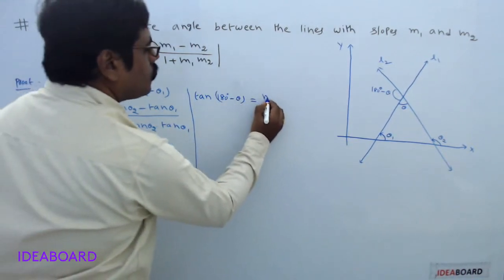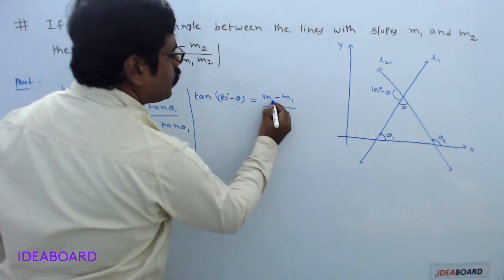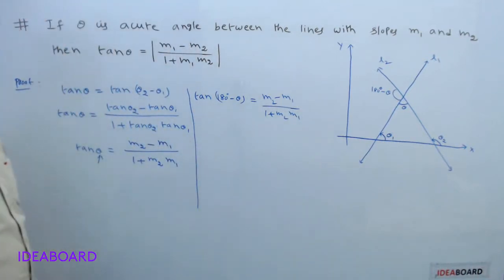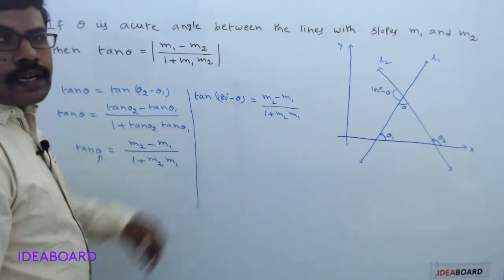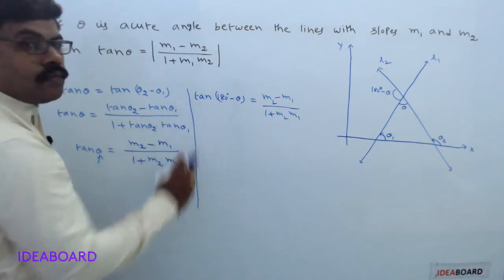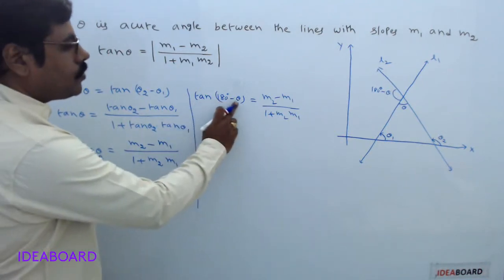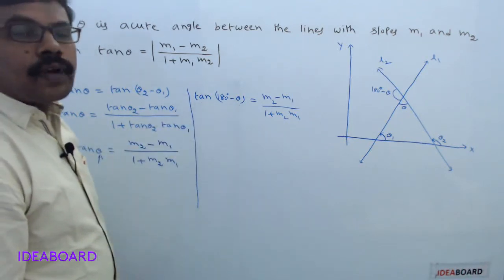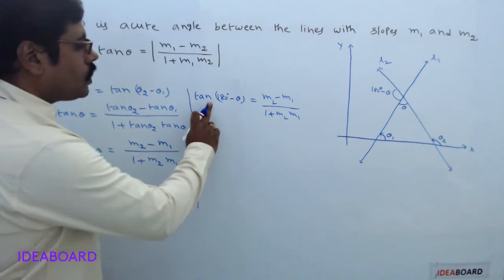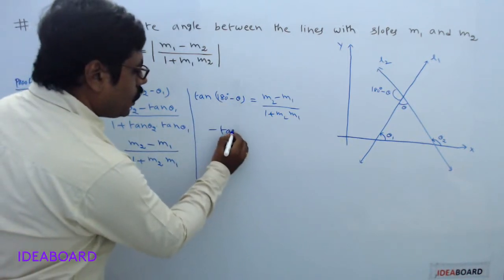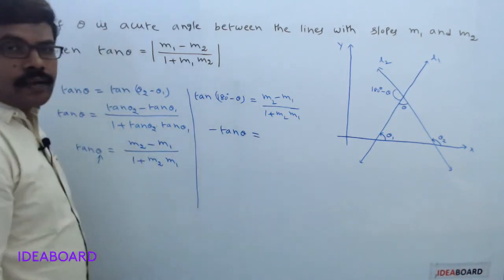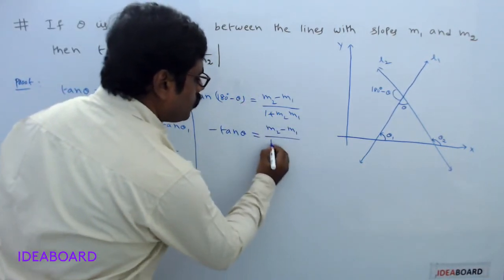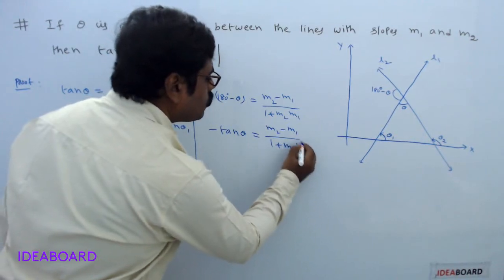Now this is equal to m2 minus m1 divided by 1 plus m2 m1. So tan of 180 minus theta. For 180 degrees, the tan function does not change. 180 minus theta belongs to the second quadrant. In the second quadrant, the tan function is negative. So tan of 180 minus theta is minus tan theta, equal to m2 minus m1 divided by 1 plus m2 m1.